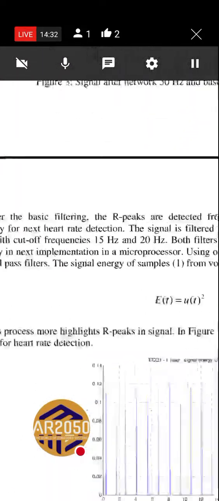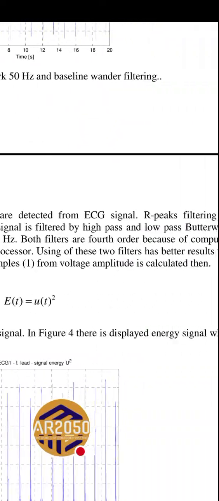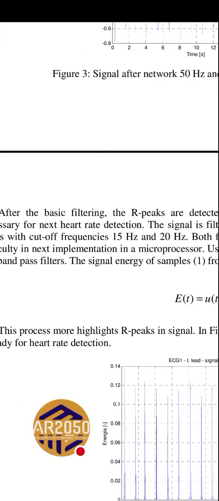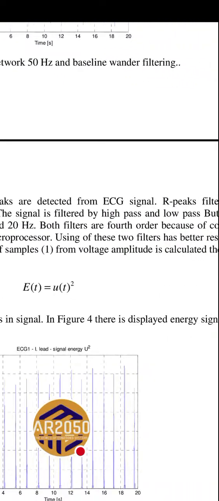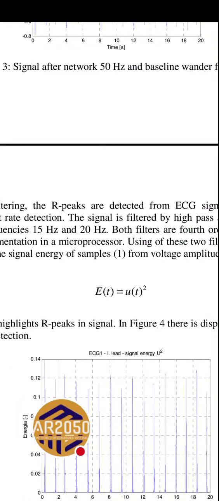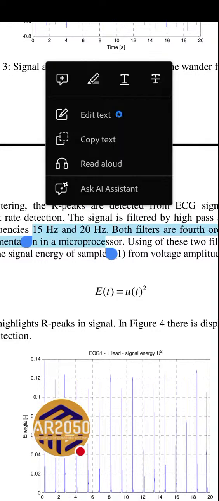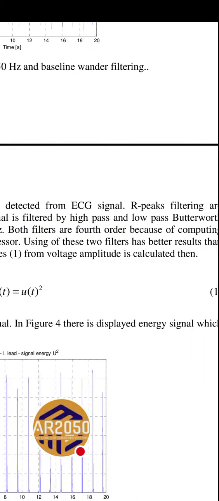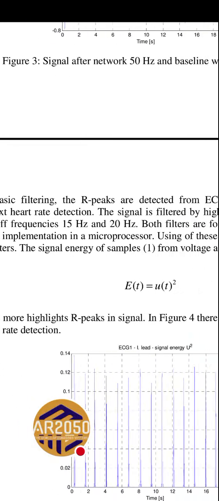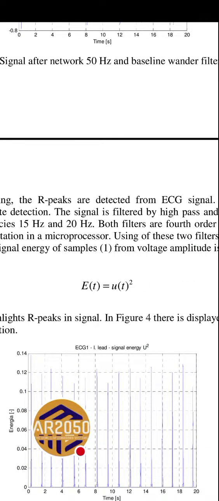So after the basic filtering, the R peaks are detected from the ECG signal. R peak filtering is necessary for the next step, heart rate detection. The signal is filtered by high pass and low pass Butterworth filters with cutoff frequencies of 50 Hz and 20 Hz. Both filters are fourth order because of the computing difficulty in the next implementation in a microprocessor. So it is a fourth order Butterworth filter.